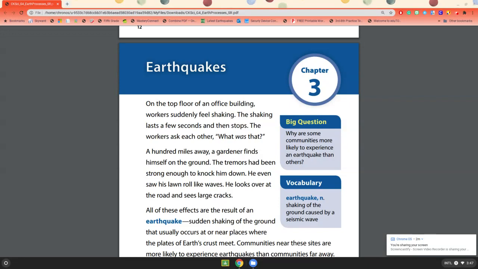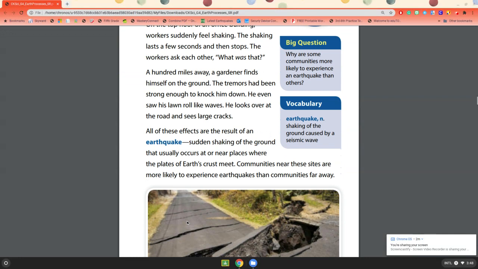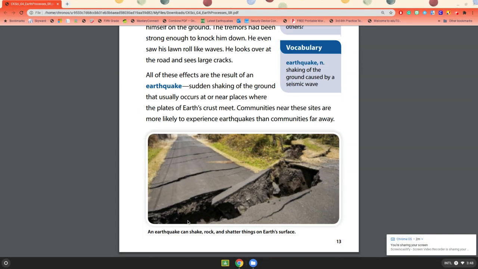All right. 100 miles away, a gardener finds himself on the ground. The tremor had been strong enough to knock him down. He even saw his lawn roll like waves. He looks over at the road and sees a large crack, or large cracks. All of these effects are results of an earthquake.